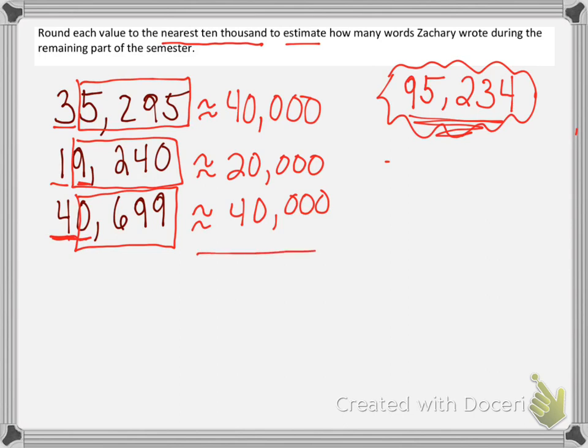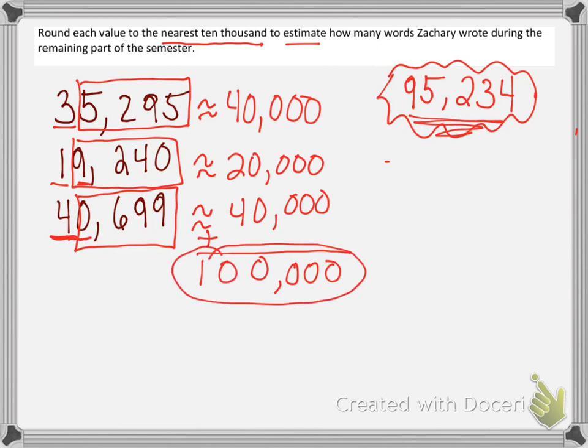So let's add up all of these to see if our answer was reasonable. So we've got 4 plus 2 is 6 plus 4 is 10, so it's 100,000 is our estimate. And it's very close to being the exact, which is 95,234. So we would have to say that our answer was reasonable.